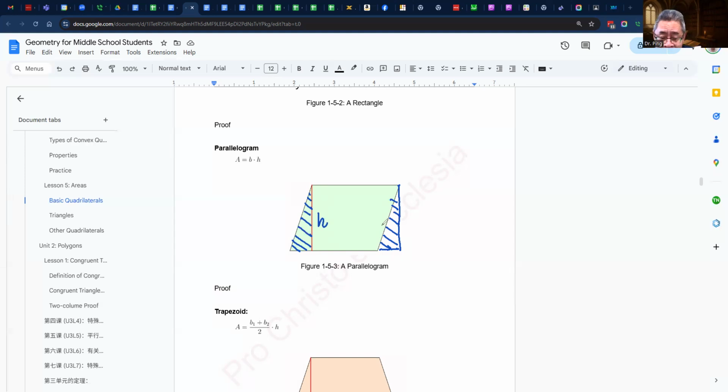Well, the rectangle we know is base times height. So from here to here, of course, that's our base, and we already know the height. So the area is base times height. Good here so far? Perfect.